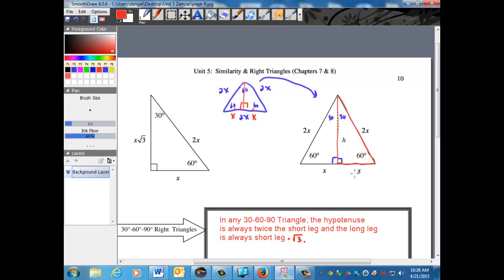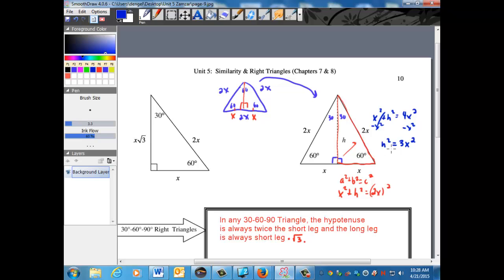And what I can now say is that a squared plus b squared is equal to c squared. So let's let a be x. We have x squared. B will be h. And then c squared, the side opposite our 90-degree angle is always our hypotenuse. That'll be 2x and then squared. Alright, from there, let's solve for h. So we get x squared plus h squared equals 4x squared. Subtract x squared on each side, and I get h squared is equal to 3x squared.